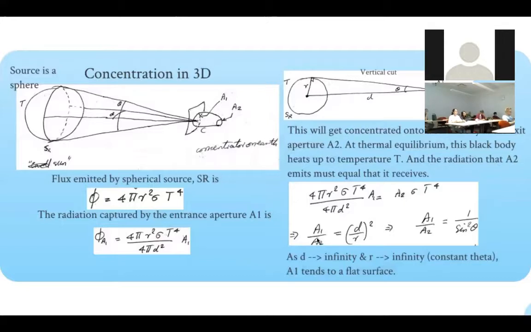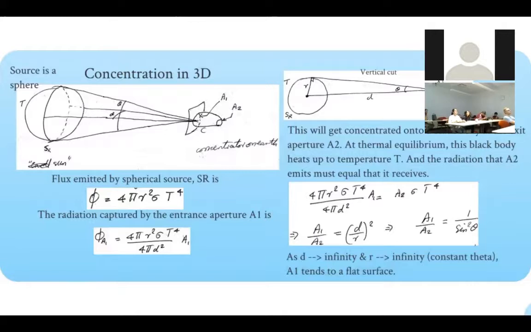Of course, A1 over A2, we know, is the geometric concentration factor, the area of the entrance aperture divided by the area of the exit aperture. And d over r is simply, r over d is simply sine theta, so you can replace that. So A1 over A2 is 1 over sine squared theta. And just like we did in the two-dimensional case, if you make the source really, really far away and theta is maintained, then instead of being a curve here, A1 becomes a straight line because this circle now becomes so huge. In the limit, it becomes a straight line.